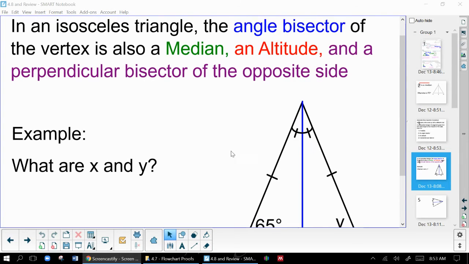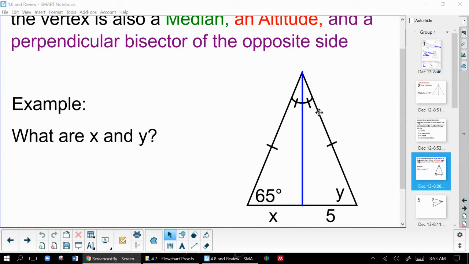So another way to think about this is, in an isosceles triangle, if I draw a line down the middle, there's three things that could happen. It could split the angle in half, it could be perpendicular, or it could split the side in half. And if it does one of those three things, it automatically does all three of those things.